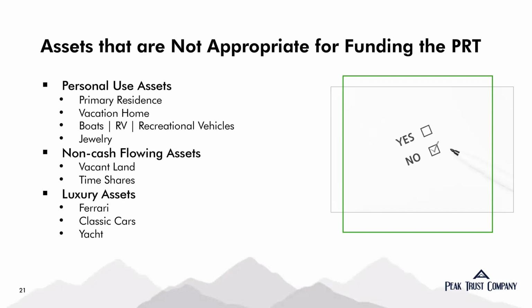Same thing with jewelry. Those are personal use. It's not going to be sold and then paid out in retirement benefits. It's not appropriate. Vacant land, same thing. Timeshares. Those are all not appropriate. What also isn't appropriate is your Ferrari, any classic cars, a yacht, right? All of those things, again, they're not contributing in any way to your retirement plan. So it's not appropriate to put those things in there.